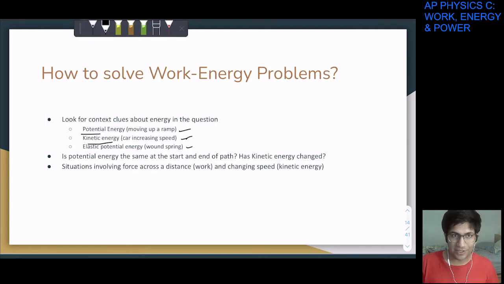You can look for your gravitational vectors, right? That'll help you find out where there's potential energy. And if there's an applied force, that'll help you determine the force associated with the work. Kinetic energy, you kind of have to eyeball it. A few things to consider: is the potential energy the same at the start and the end of the path? Because for potential energy, we just care about the difference in altitude. Has kinetic energy changed? Situations involving force across a distance, like if you read a problem and it says a 5 Newton force is being applied over a distance of 5 meters. Or if something is changing speed, that's another indication.